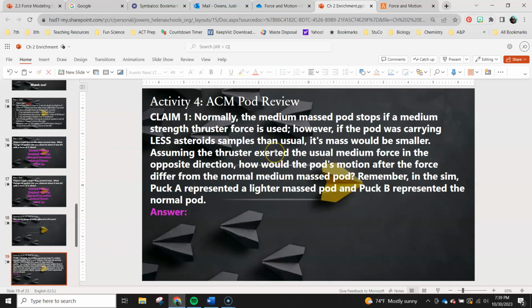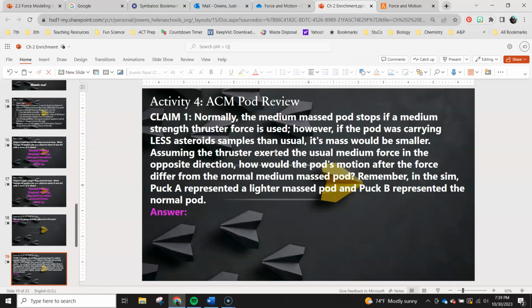And then finally, claim 1, normally the medium mass pod stops if a medium strength thruster force is used. However, if the pod was carrying less asteroid samples than usual, its mass would be smaller. Assuming the thruster exerted the usual medium force in the opposite direction, how would the pod's motion after the force differ from the normal medium mass pod? So you guys should answer that saying that the lighter mass pod should turn around and move in the opposite direction.